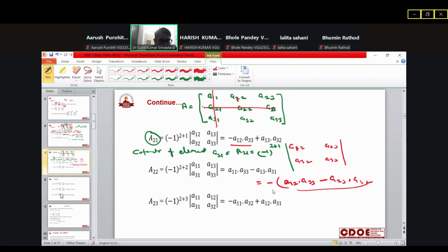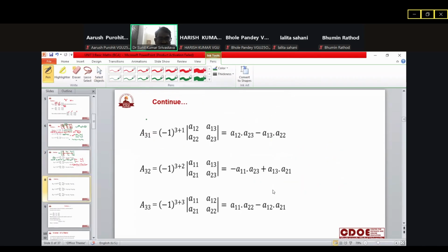In the same sequence, you can also find out the cofactor of the element A31, because A31 lies in the third row and first column, so it is minus 1 to the power of 3+1. And we have to find the value of this one. The cofactors of A31, cofactors of A32, and cofactors of A33. So for each and every element, we have to find a cofactor.